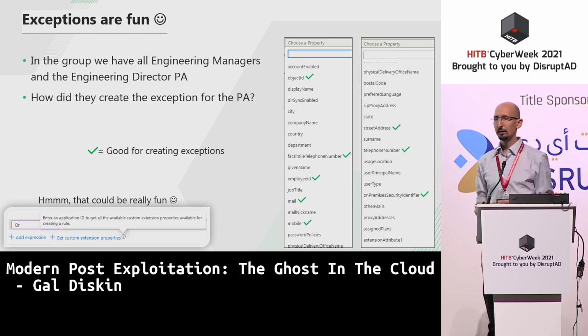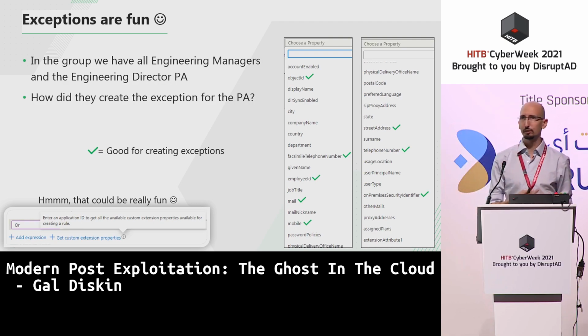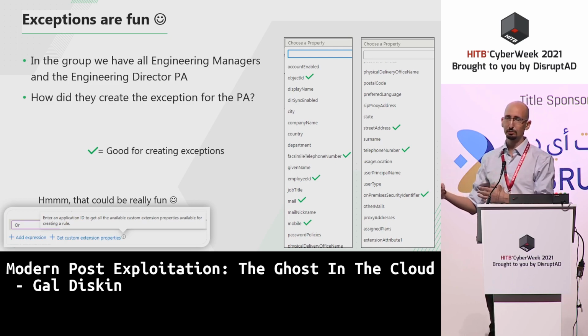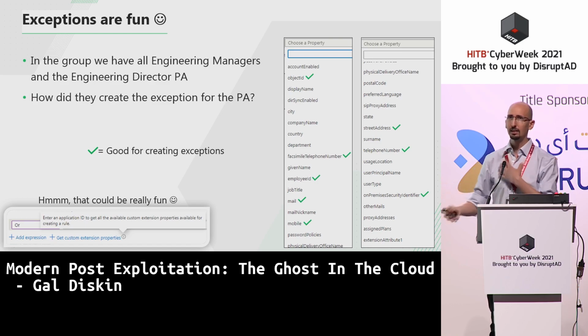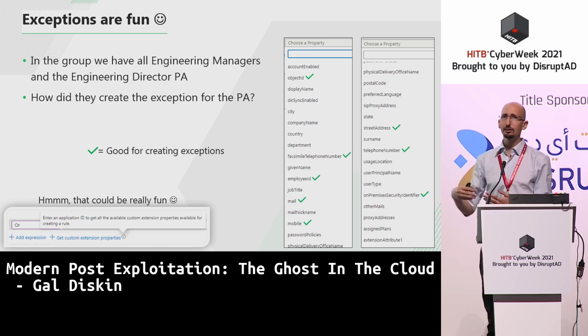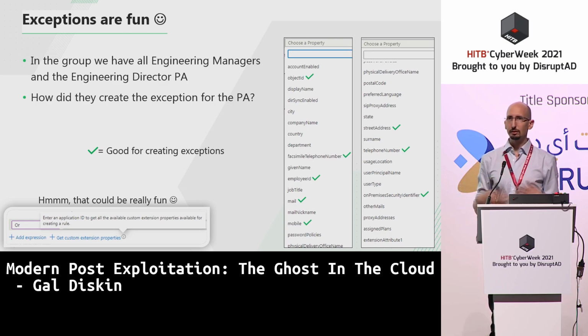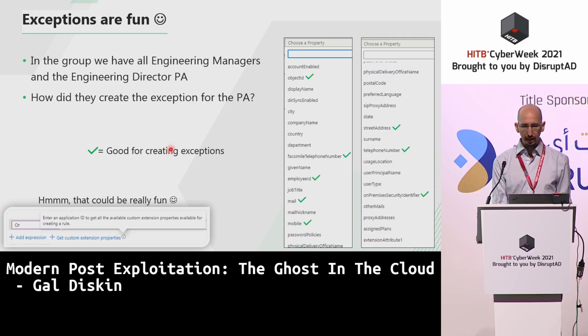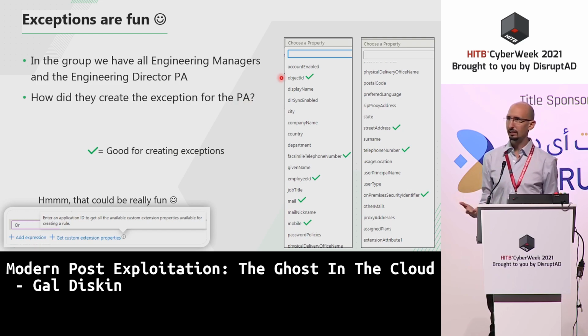And now what we need to ask ourselves is the question, how did they grant the exception? Because this is a dynamic group that is meant for the engineering managers, and this PA doesn't have the title engineering manager, how did she get added to this group? And the answer is, the organizations use different attributes to create an exception. So the attribute that you should actually be using in the example of Active Directory is Object ID.